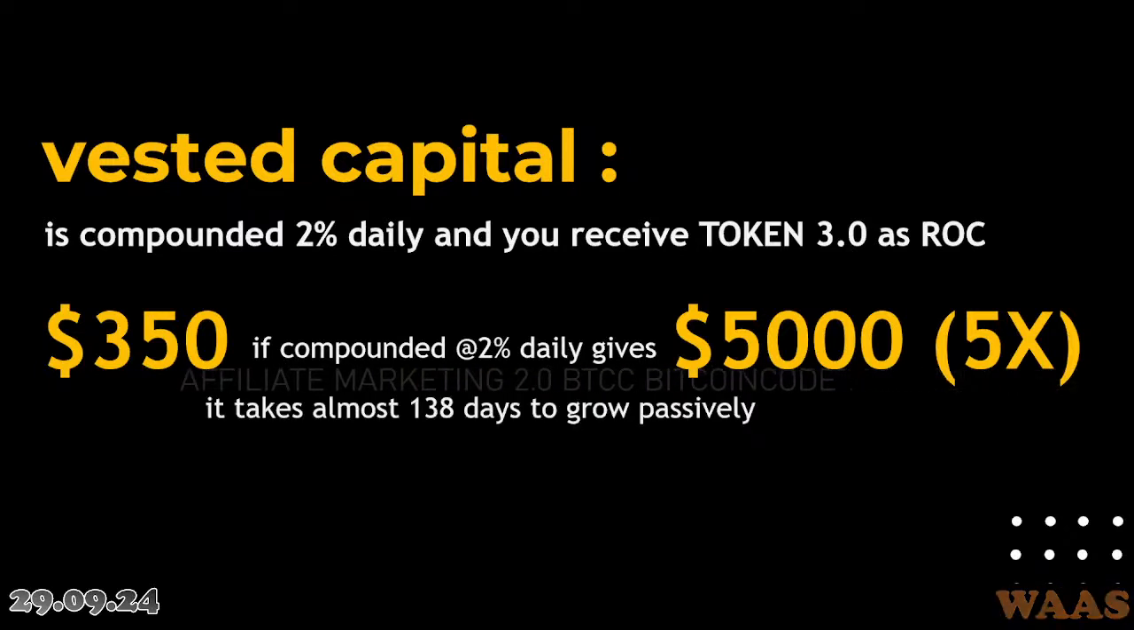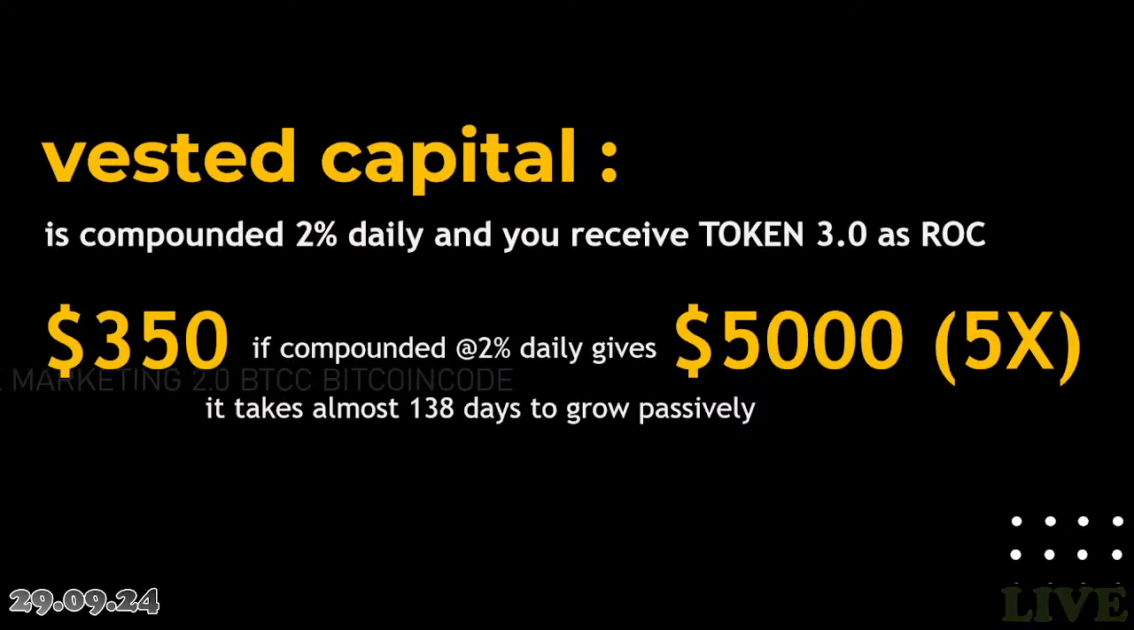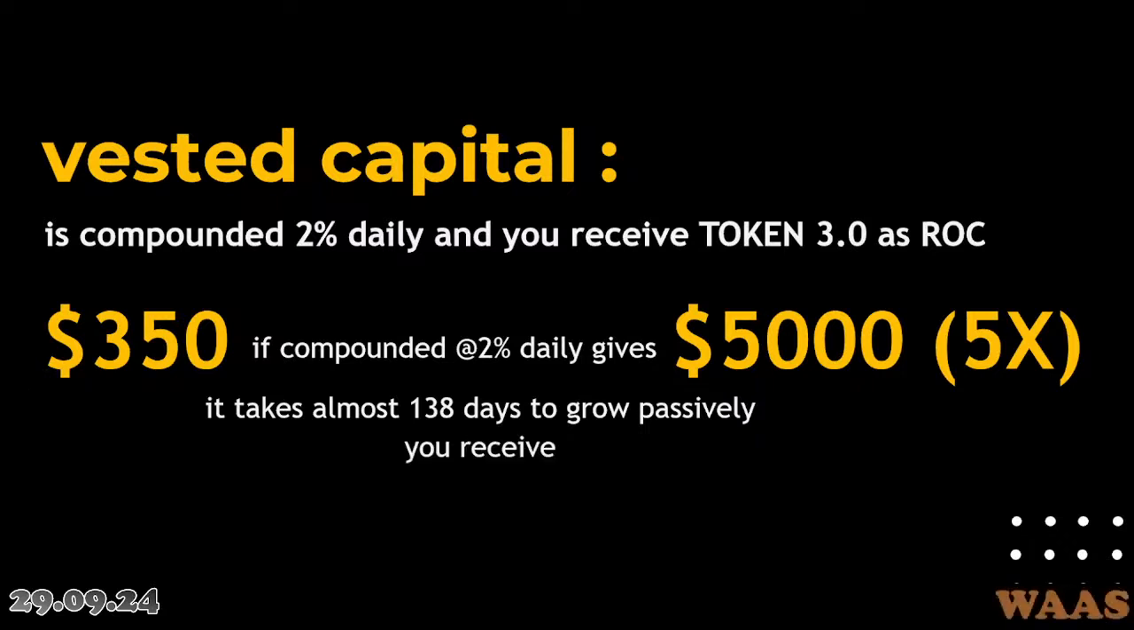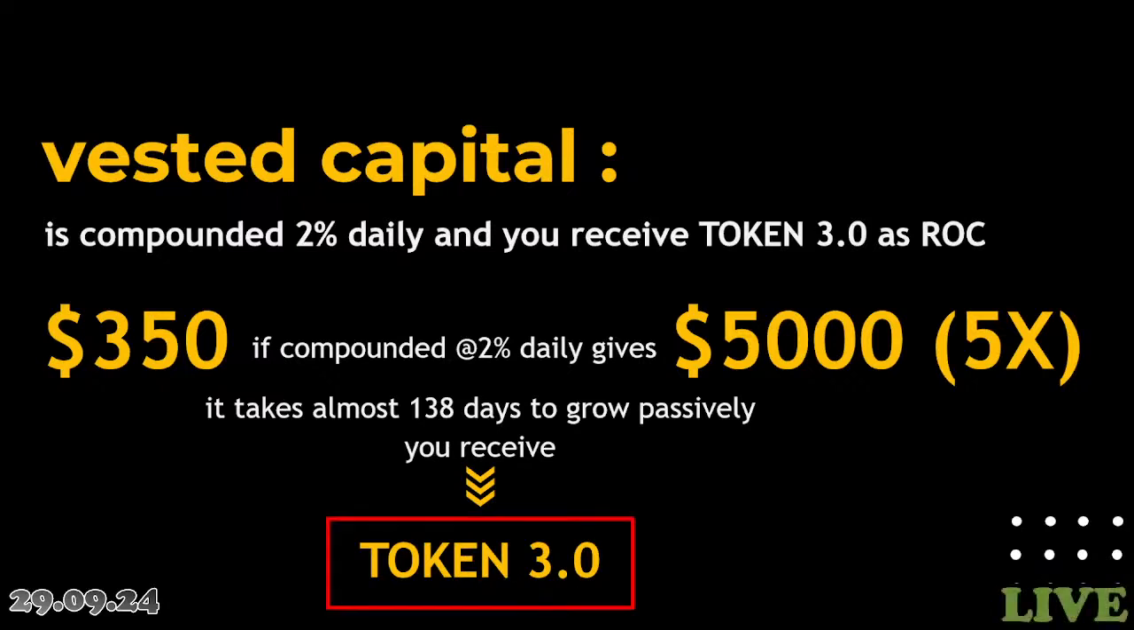You get this almost in 138 days if you are not participating in any allocation. That means consistently, if you are just compounding for 138 days, at the end of 138 days, you will get 5x of the principal package that we have bought in Capital 3.0. Now you receive token 3.0. You don't receive USDT, you don't receive any other coin or token. You receive this token 3.0.